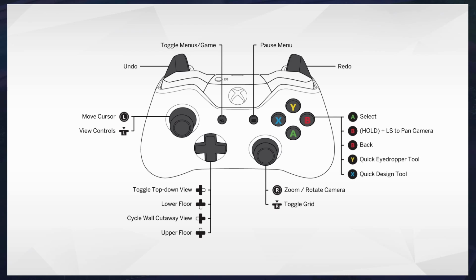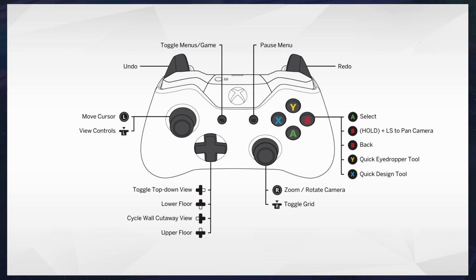You can move everybody around. You still have your cameras. You can get the eyedropper. You can do quick designs with the X. Toggle up, down, lower your floors, upper floors, all of that stuff. This takes a little bit of getting used to for navigating when you're used to building on the PC version, but it actually works fairly well.